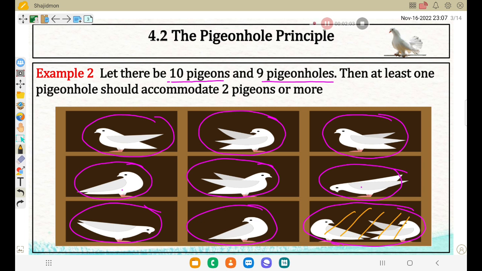This is the simple idea, a live example. You can understand the pigeonhole principle very easily by using this figure. That means if the number of pigeons is more and the pigeonholes are fewer, then at least one pigeonhole should accommodate 2 or more pigeons. This is the idea of the pigeonhole principle.